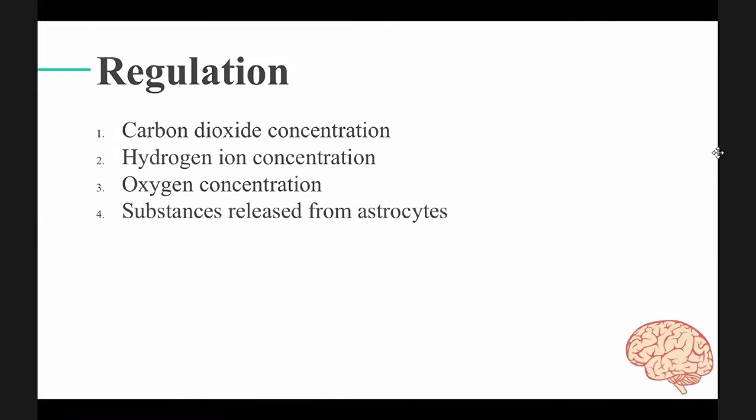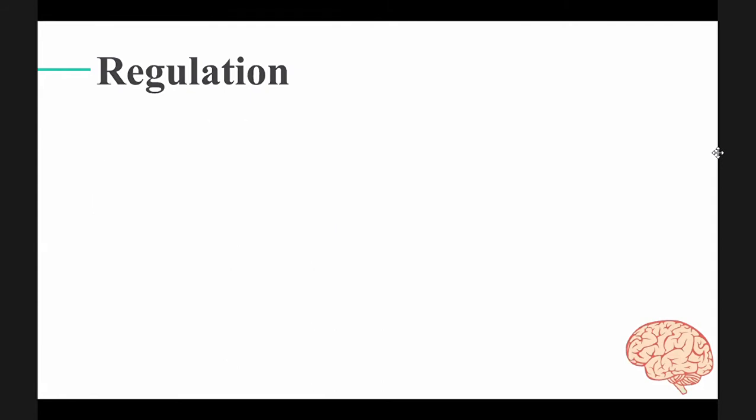Okay, the blood flow to the brain tissue is regulated by several factors, and this includes carbon dioxide concentration, hydrogen ion concentration, oxygen concentration, and the last are substances released from astrocytes. You need to memorize all these four because it will come out in the exam. Either an increase or a decrease of these substances would result in either an increase or a decrease in flow to the blood circulation.